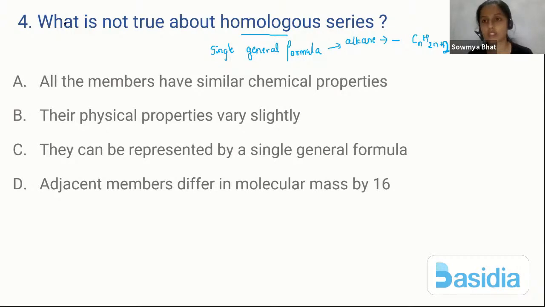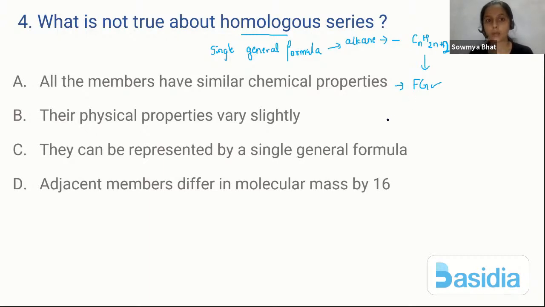You have to read the question properly, because sometimes when you see this, you read it as what is true about the homologous series, then you may go wrong. So all the members have similar chemical properties. This is true because the compounds which have the same functional group, they behave similarly. So alkanes or any homologous series, they contain the same functional group. So this is true about the homologous series.